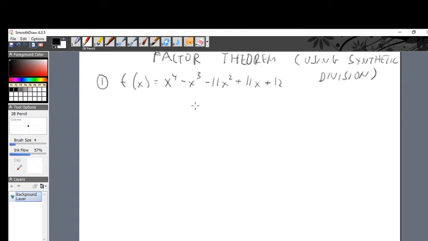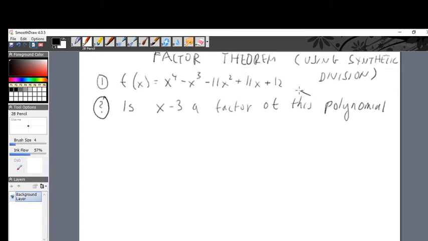Now here's how the question is phrased. Watch how the question is phrased. Be careful for a test or for homework. The question is: is x minus 3 a factor of this polynomial? Which polynomial? Obviously this one. x minus 3, is it a factor or not?